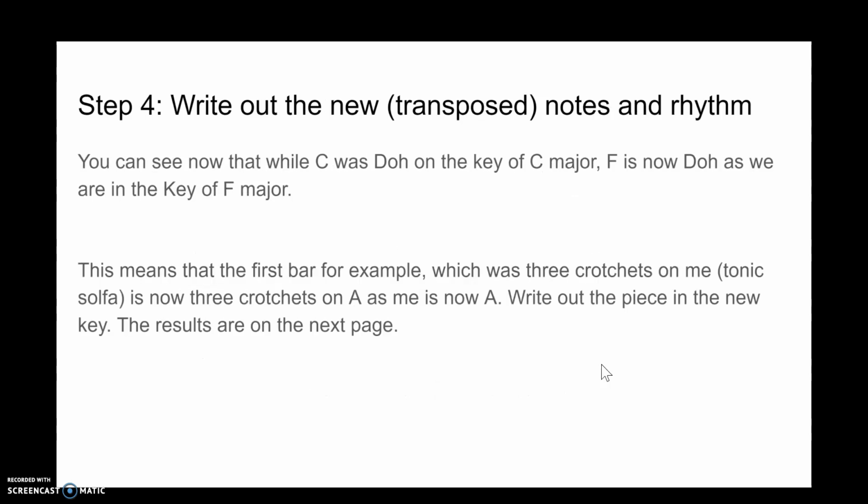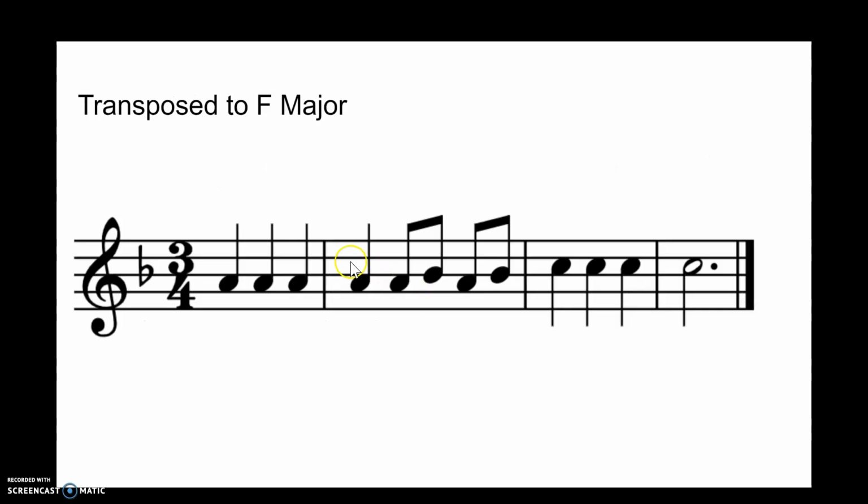Okay, so now you're going to write out the transposed notes on the rhythm. You can see that while C was do in the key of C major, F is now do, as we are in the key of F major. This means that the first bar, which was 3 crotchets on mi, is now 3 crotchets on A, as mi is now A. So you write out the piece in the new key. Here's the result.